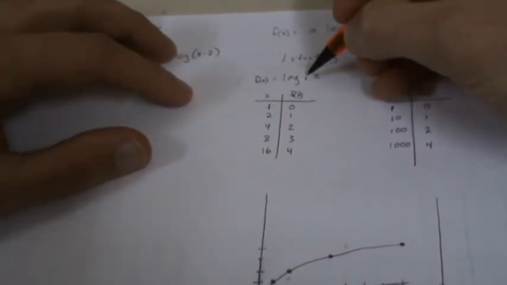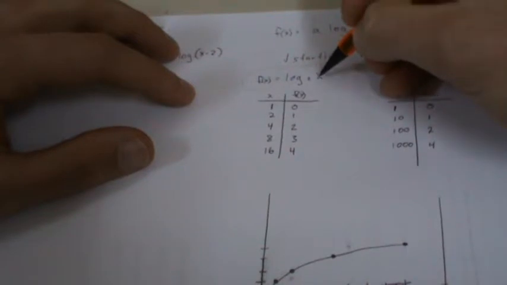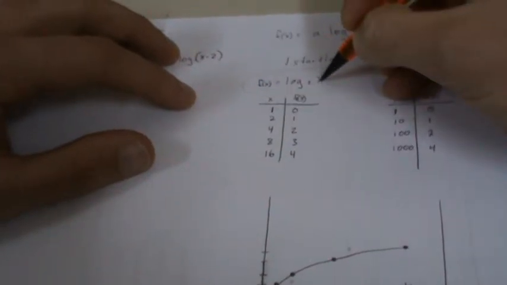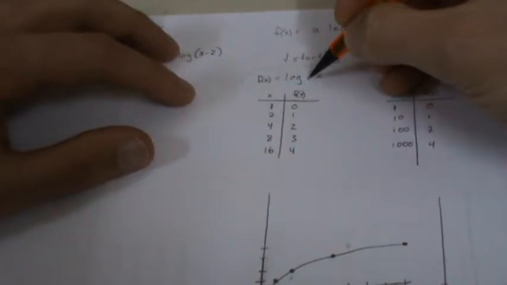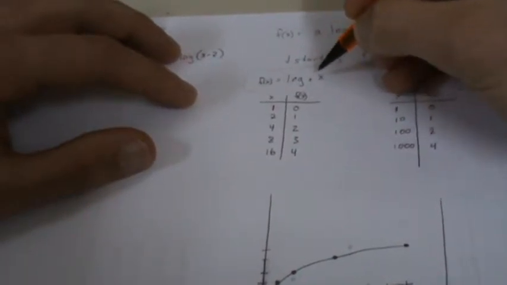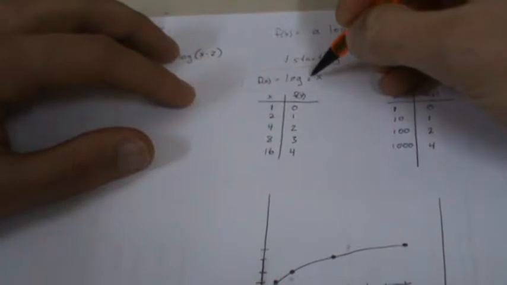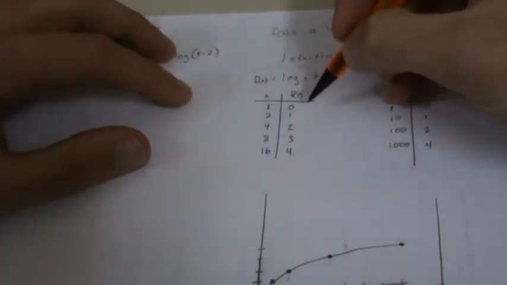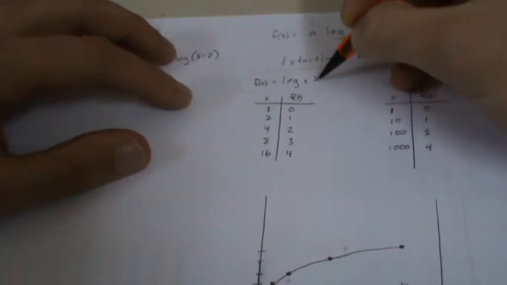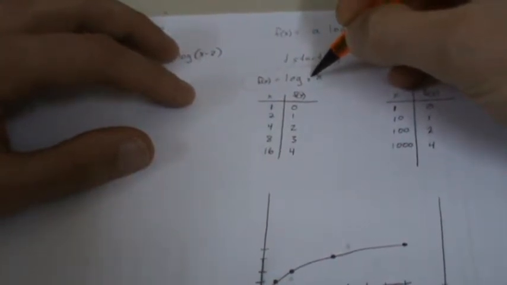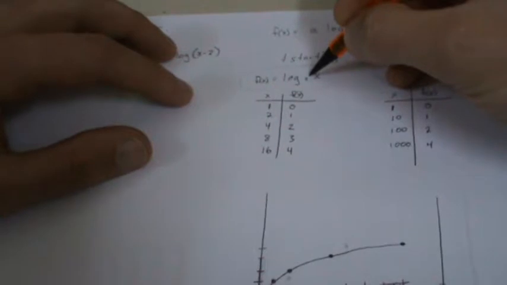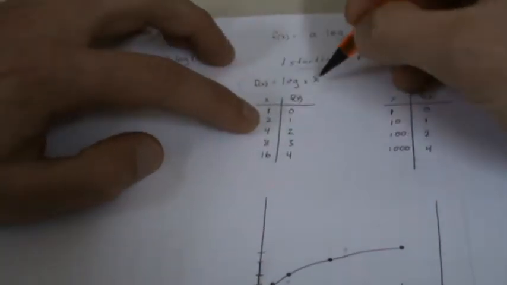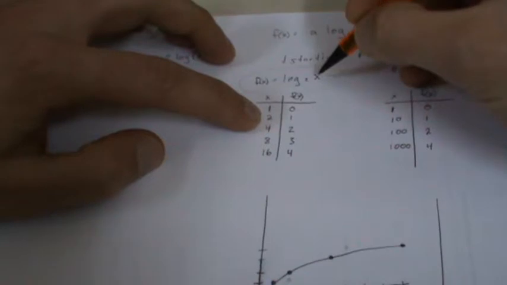Remember, the way logarithms work is if I input a 1 here, then I have to ask myself, what do I need to raise the base of 2 to in order to get a 1? Well, I must raise 2 to the 0 in order to get a 1. If I place a 2 right here, then what do I need to raise 2 to in order to get a 2? So in order to get a 2, I need to raise 2 to the power of 1.